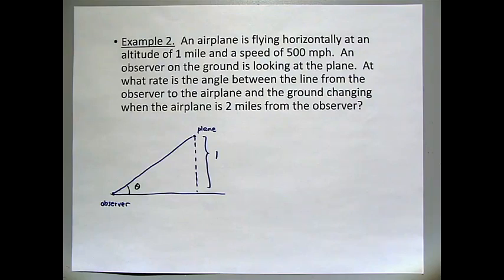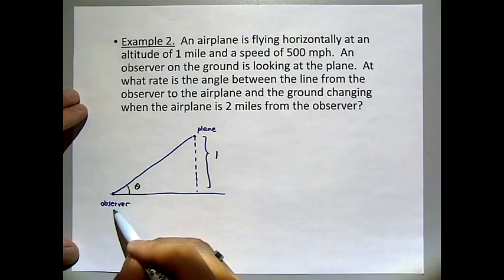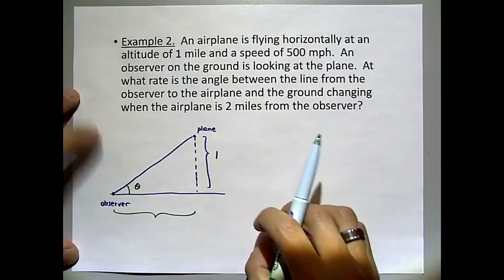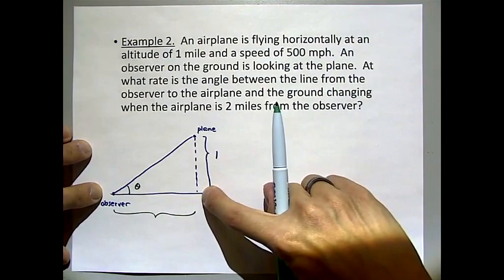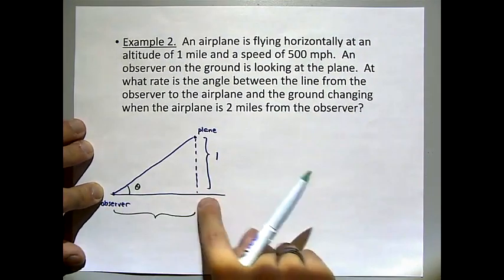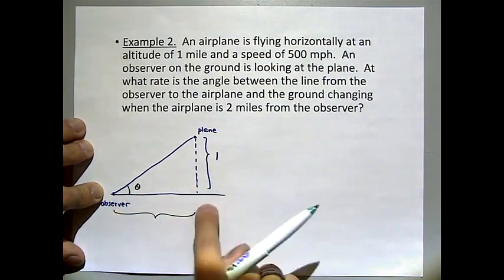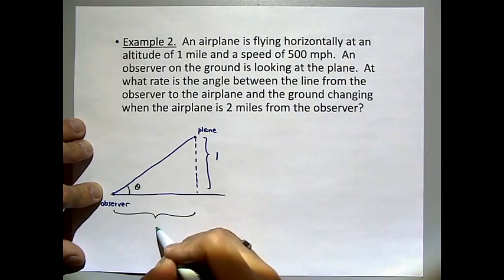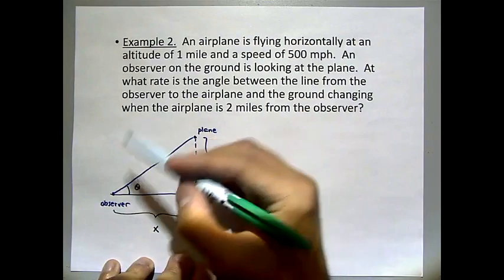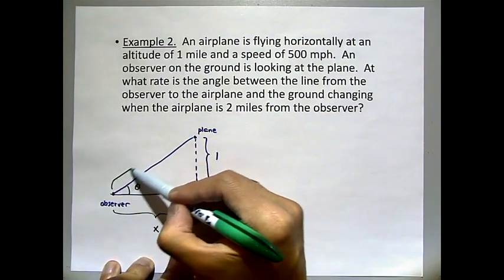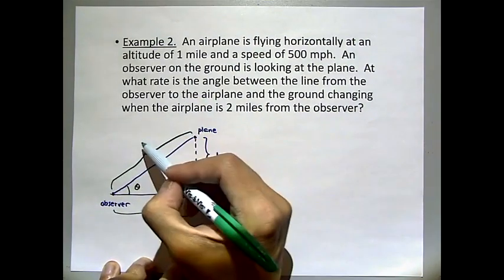Let's label a few things here. Let's label the distance from the point directly below the plane on the ground to the observer, this ground distance right here. Let's call that thing x. And let's call the distance from the observer to the airplane, we'll call that y.